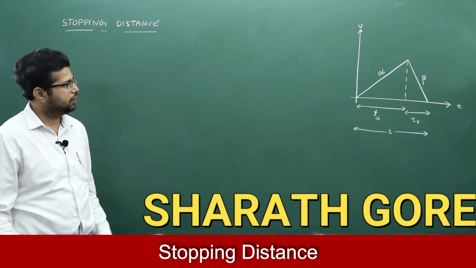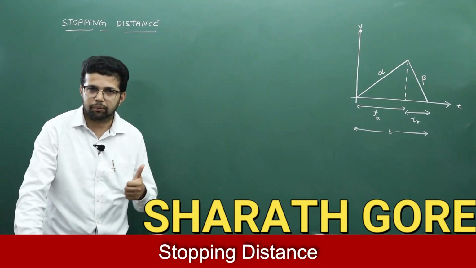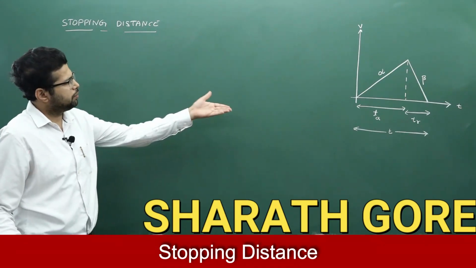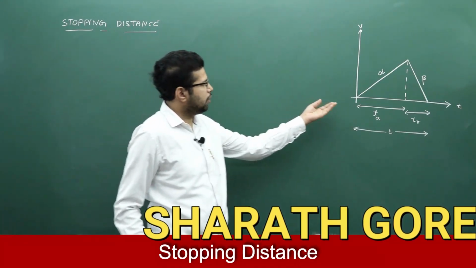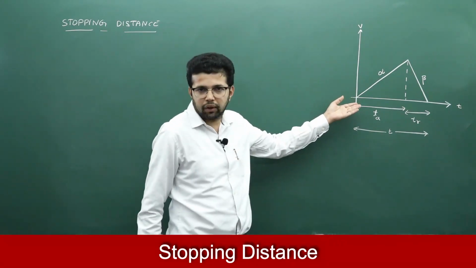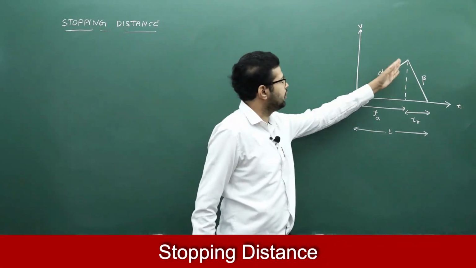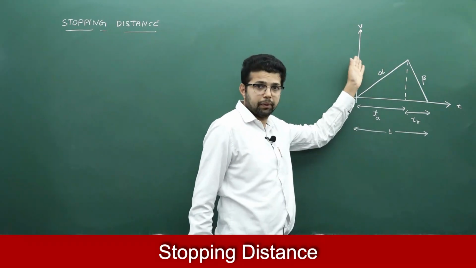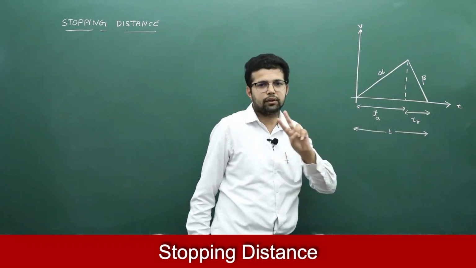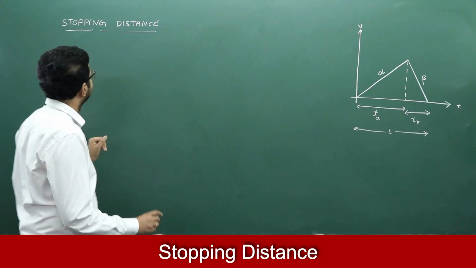Hello dear students, in this video we will discuss two concepts. One is stopping distance. Another concept is, say, an object starts with initial velocity and moves with constant acceleration alpha, reaches a maximum speed, and then returns to rest. These two concepts we will discuss in this video.